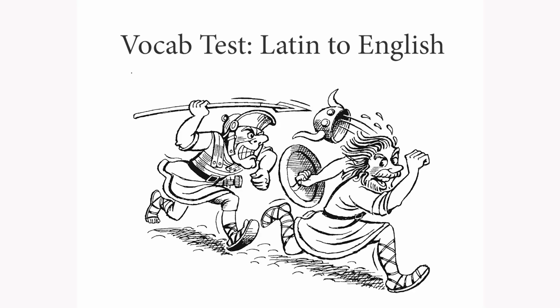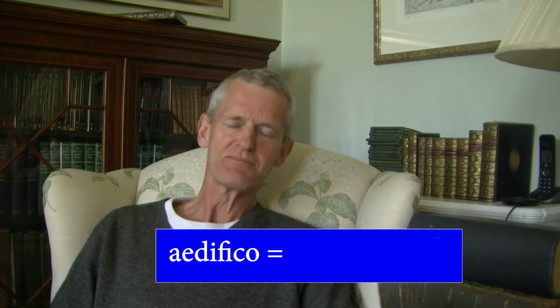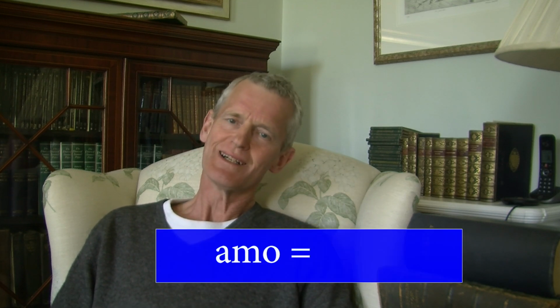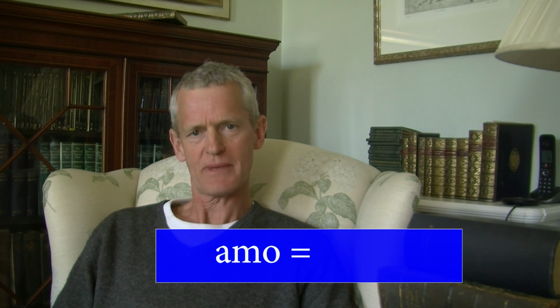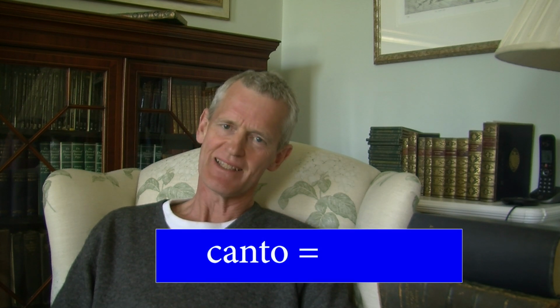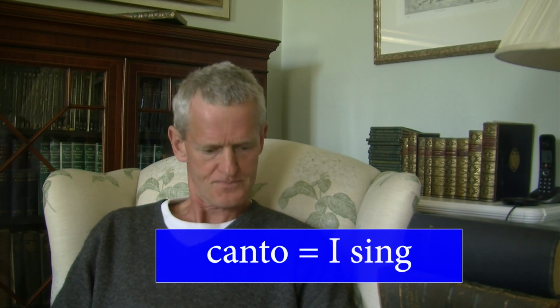Okay, so we'll begin, nice simple route. I'll give you a Latin verb, you try and give me the English one, okay? And I'll leave a little pause to give you a chance. Okay, so I'm reading these from the book, if you wonder why I keep looking down. Okay, so, edifico means I build. Amo, nice easy one, means I love. Canto means I sing.